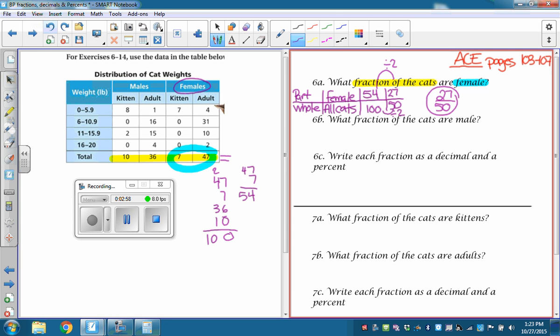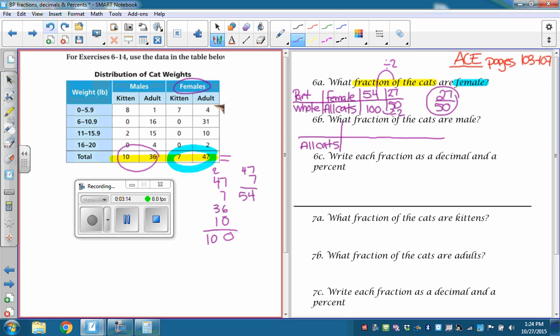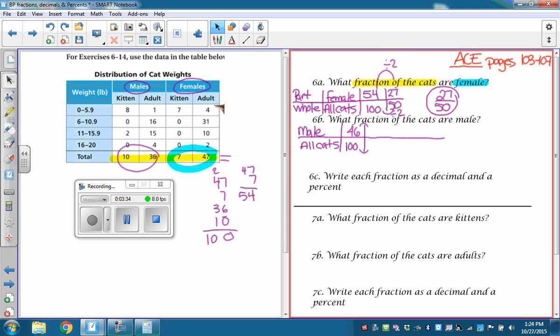And what fraction of the cats are male, you still have the same whole. You're still looking at all cats. But we're looking at the males, and there's that many male cats because that's the male column. So 46 male cats out of 100 cats total. So that's the fraction. But again, I can divide by 2. And I would get 23 out of 50 as my simplified fraction.